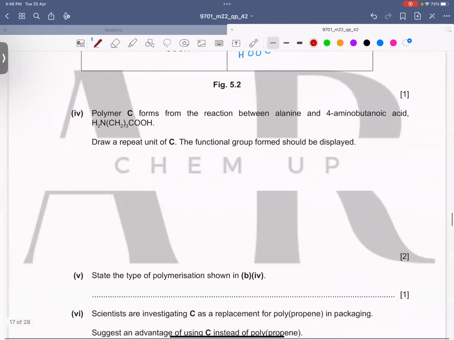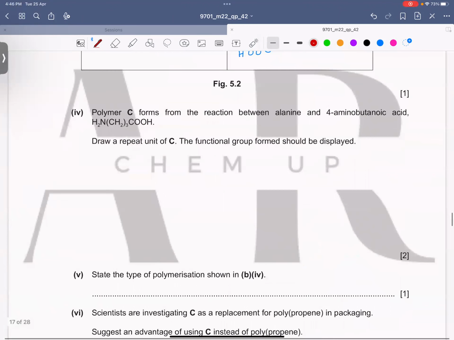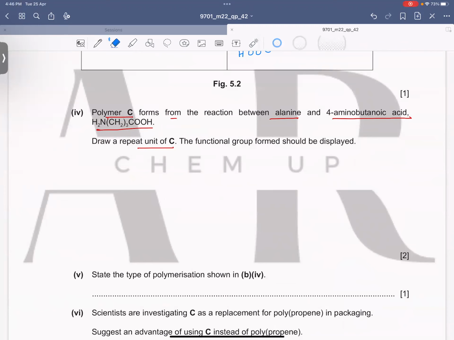Polymer C forms from the reaction between alanine and 4-aminobutanoic acid, and here we have the structure. Draw the repeat unit of C. C is a polymer. The functional group formed should be displayed. It means you have to show it.